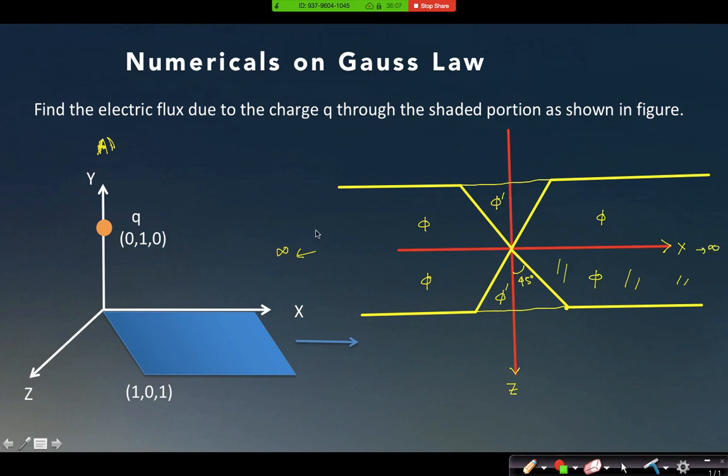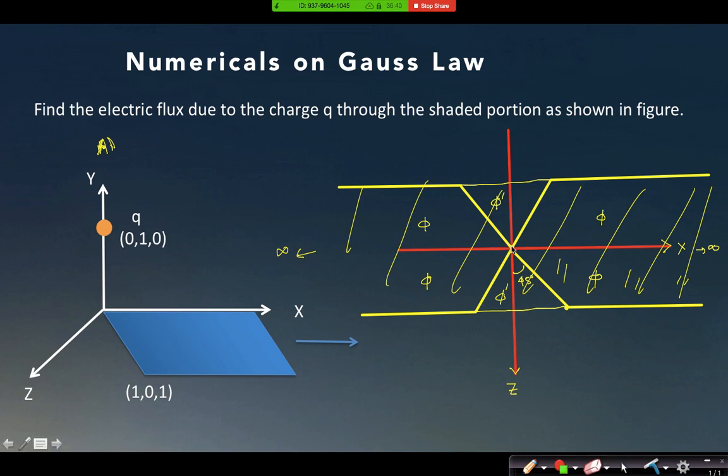Can anyone tell me how many numbers of this type of configuration, this entire configuration? Now let us assume this entire rectangle. This is a rectangular part, right? This is an entire rectangular part. Can you tell me how many numbers of such rectangles are needed to symmetrically bound this charge Q? Is it 8? 4. 4 numbers are needed, right?